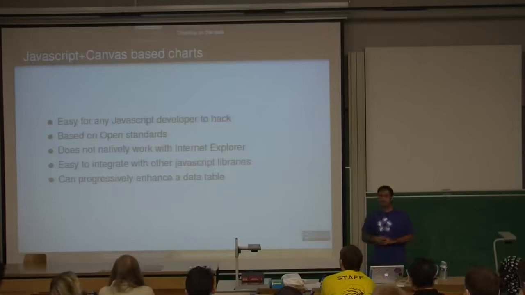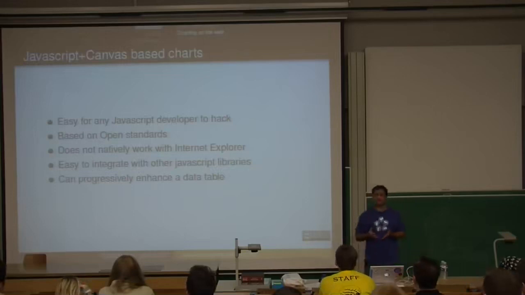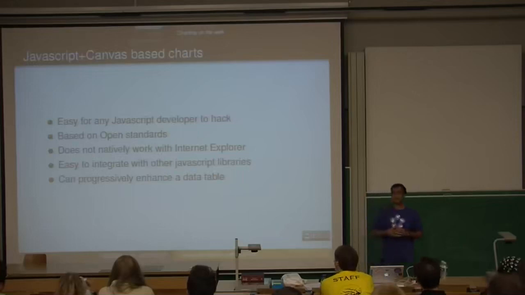It's based on open standards, so the canvas element is now part of the HTML5 specification. JavaScript already is part of the ECMA specification. It doesn't natively work with Internet Explorer, which I'm not sure if that's a good thing or a bad thing. But you can get it to work using the ExCanvas library. So if you really need to support Internet Explorer, you have an option available to you.